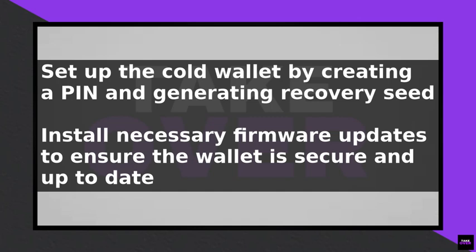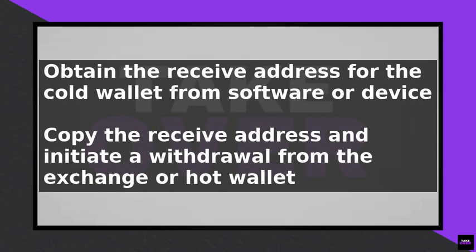Next, you need to transfer your cryptocurrency from an exchange or hot wallet to your cold wallet. To do this, you will need to obtain the receive address for your cold wallet. This can usually be found in the wallet's software or on the device itself. Copy the receive address and then go to the exchange or hot wallet where your cryptocurrency is currently stored. Initiate a withdrawal and paste the receive address into the required field.